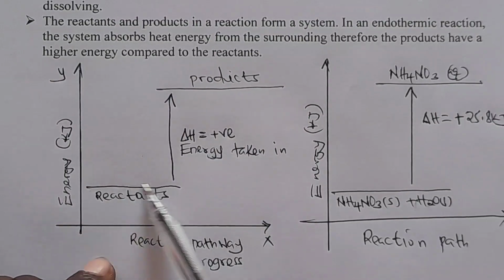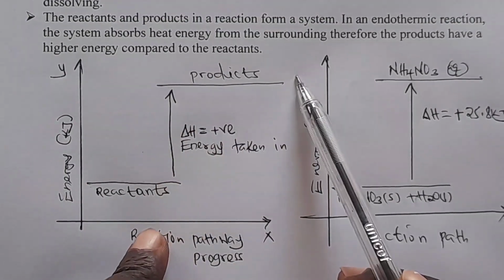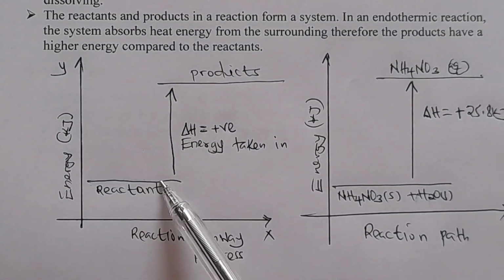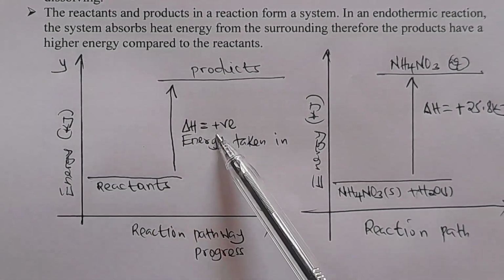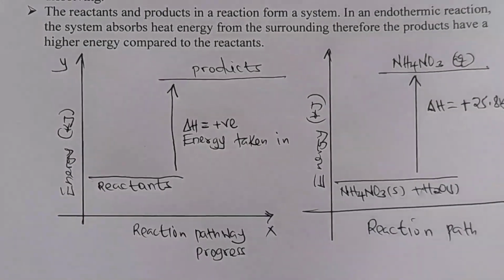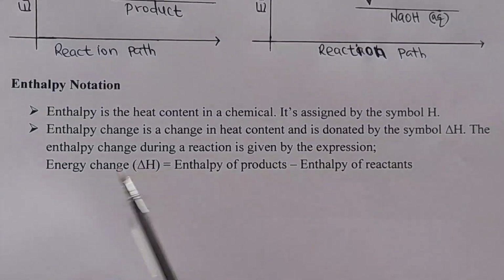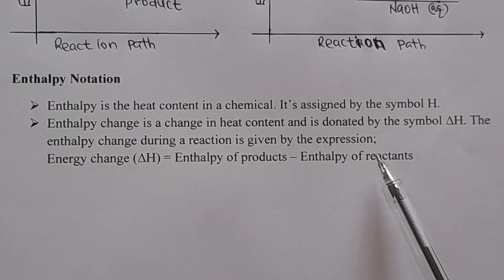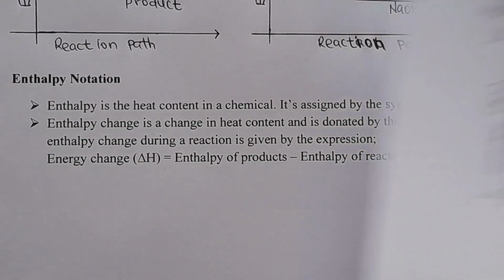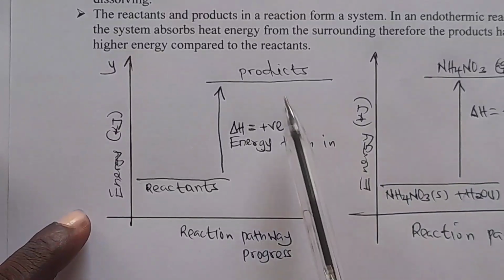So the reactants will be on the lower side, then the products will be on the upper side, then the arrow will go from the reactants towards the products, and the enthalpy change there will be positive. When you're looking for enthalpy change or energy change, energy change is given by enthalpy of products minus enthalpy of reactants. If you check here, the energy of products is higher.